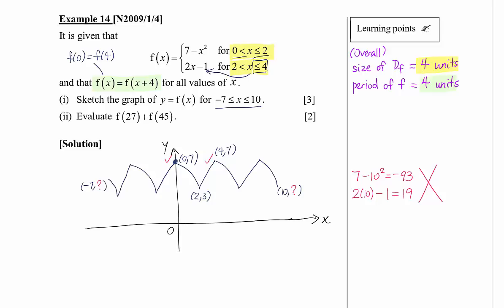We need to realize that 10 minus 4 is 6. So this point here, our endpoint, is actually corresponding to this point over here, where x is 6, and which itself is a clone of the point at which x is equal to 2. And since it is a clone, it means that the y coordinate, the y ordinate, of this point here would be actually the same as that of its original, which is 3.